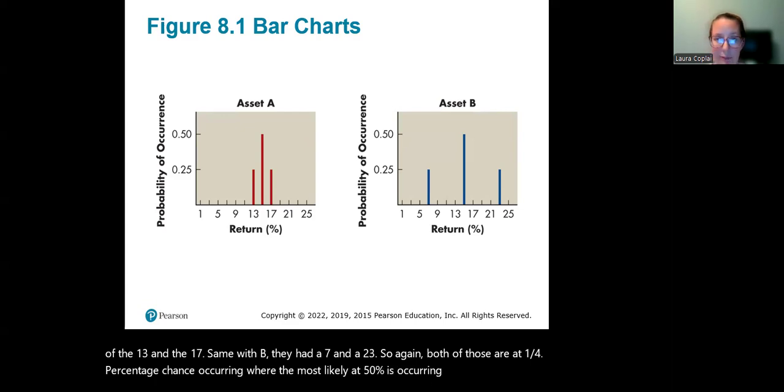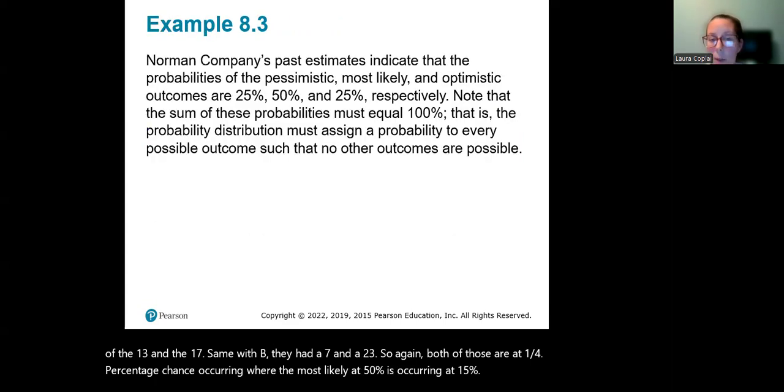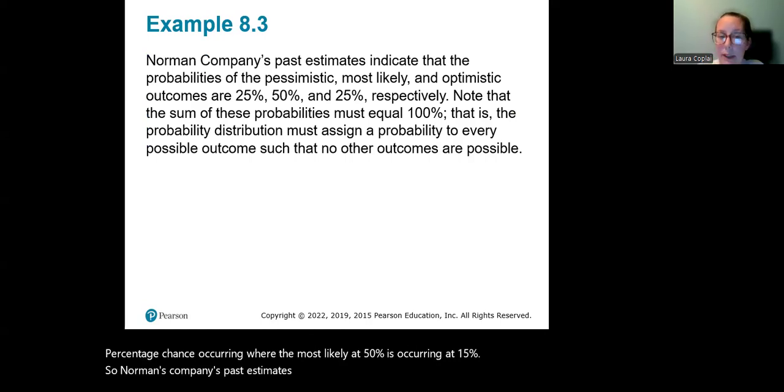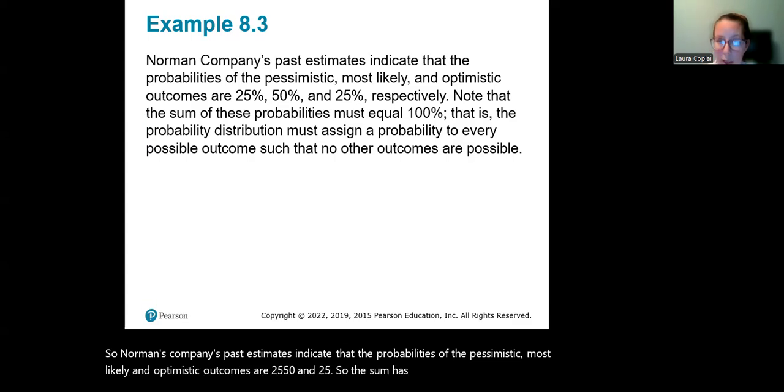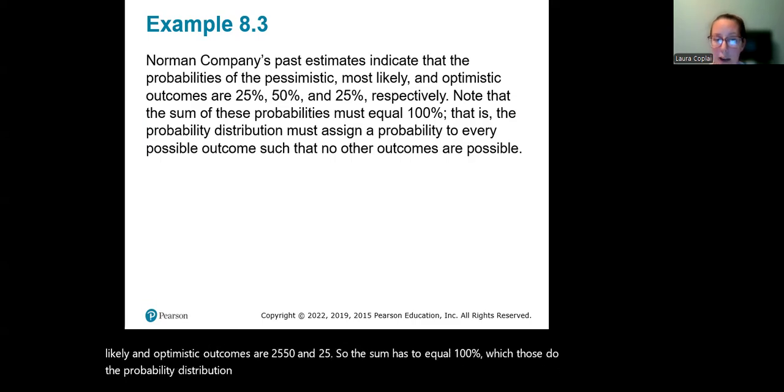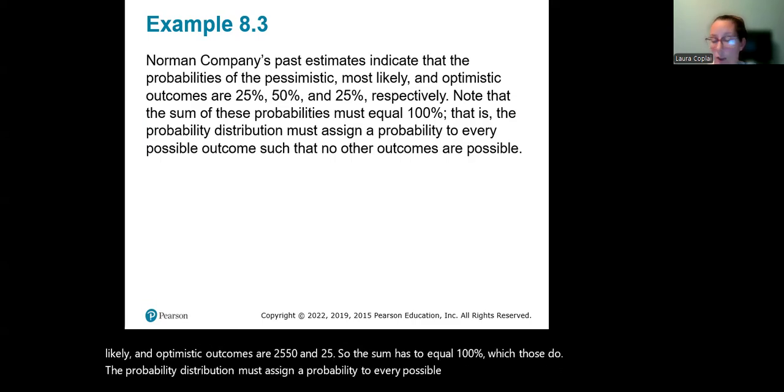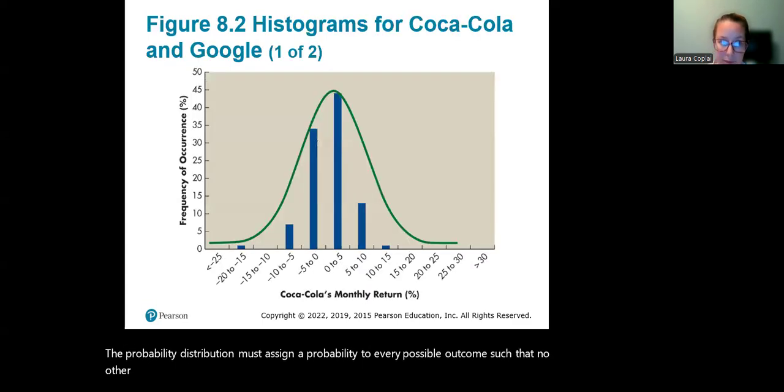So Norman Company's past estimates indicate that the probabilities of the pessimistic, most likely, and optimistic outcomes are 25, 50, and 25. So the sum has to equal 100%, which those do. The probability distribution must assign a probability to every possible outcome such that no other outcomes are possible.